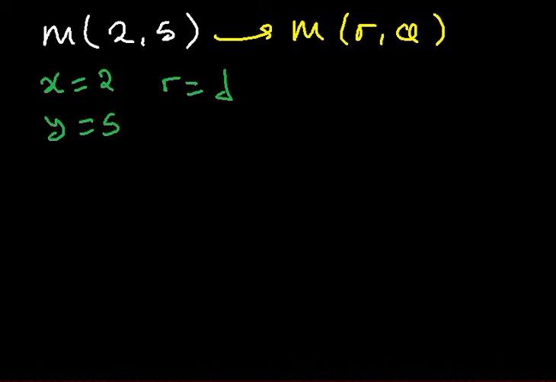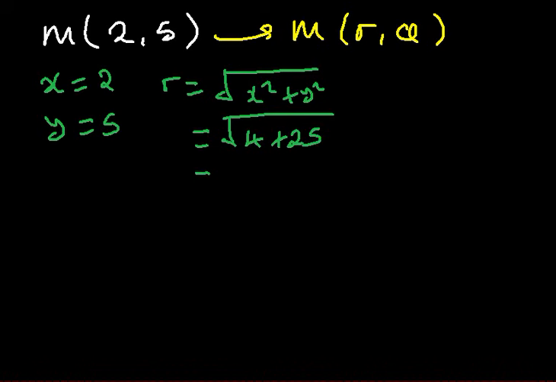Now we should have r. What is the formula for r? We have it as the square root of x squared plus y squared. What is 2 to the power 2? We have it as 4 plus 25. Which means r is given as the square root of 29.